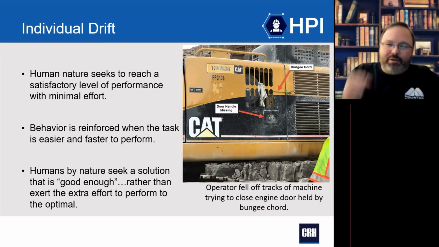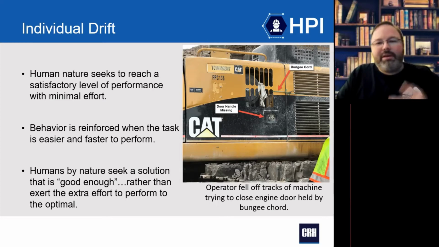They use that to pull the door open, and then the bungee cord is used to hold the door closed. And if the handle was in place, the operator wouldn't have to climb up there and mess around with that bungee cord to begin with. But why do we do that? We do it because something happened to the doorknob, the handle that we would normally turn to close, and we're not going to shut down the whole machine because the door handle is broken.